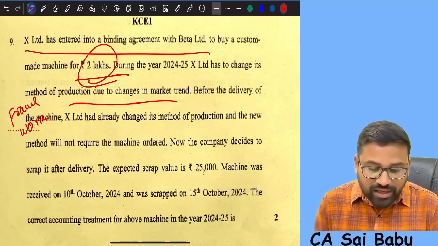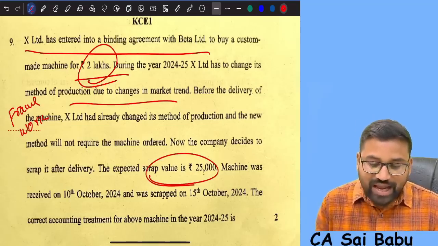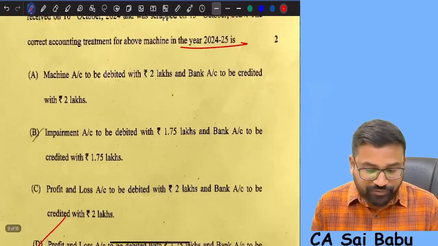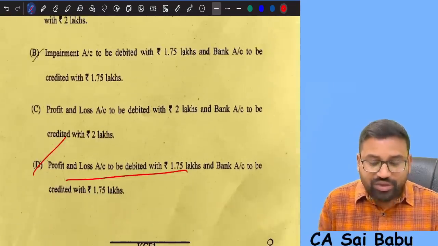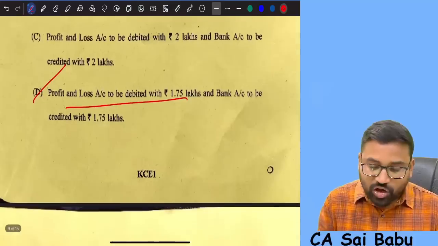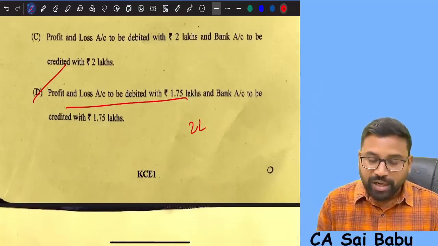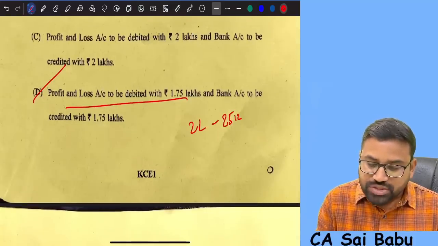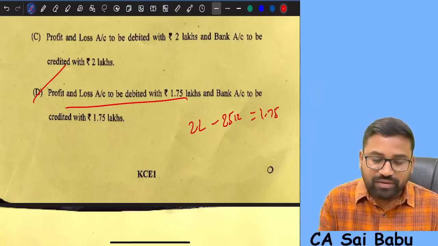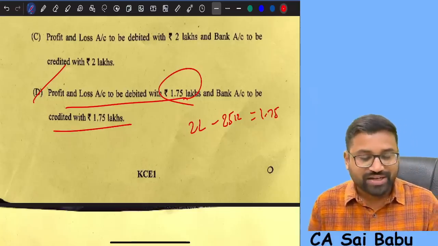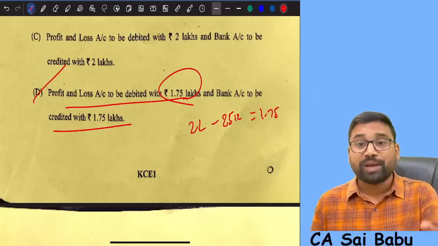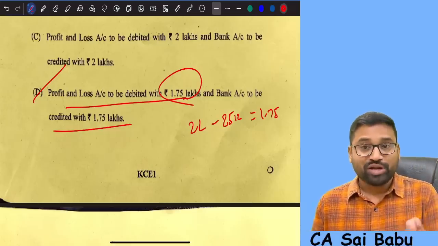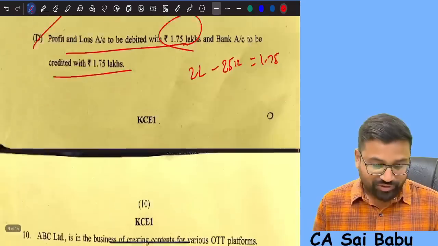account. But here the additional point they have added is there is a scrap value by selling this machine, 25. So what will be the accounting treatment for 24, 25? P&L account is debited with 1.75. Ultimately the loss of machinery is 2 lakhs, sir. But we are able to recover at least 25,000 from this. So 1.75 ultimately will be debited to P&L account. Bank account is credited with 1.75 because we need to pay the amount, right? 2 lakhs we need to pay for the machinery, but scrap value we are going to get 25,000. So there is a net outflow of 1.75.